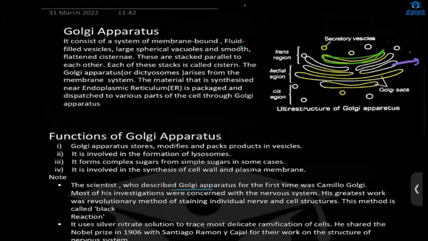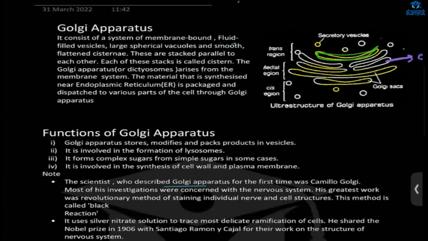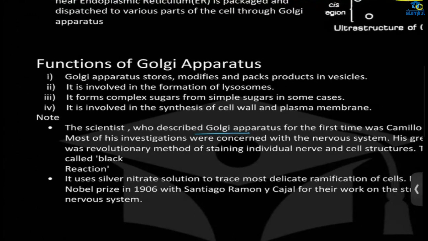This Golgi apparatus is also known as Golgi bodies, and in plants it is called dictyosome. Let's see. The Golgi apparatus stores, modifies and packs products in vesicles. It is involved in formation of lysosomes. It forms complex sugars from simple sugars. In some cases, it is involved in synthesis of cell wall and plasma membrane.